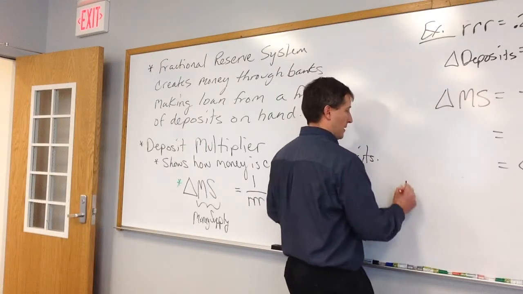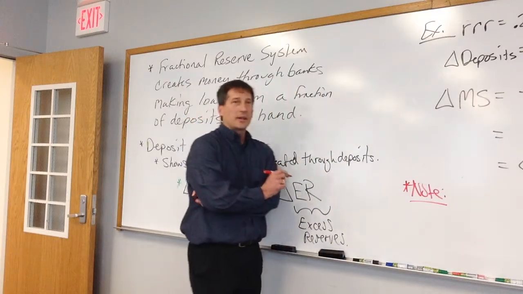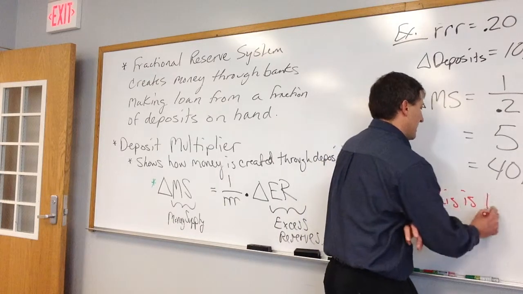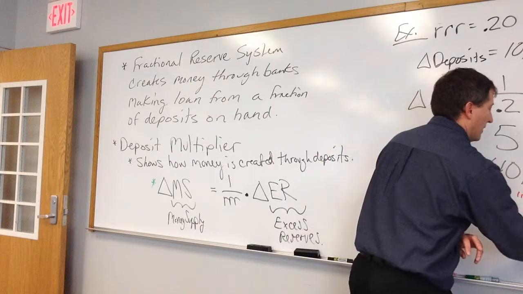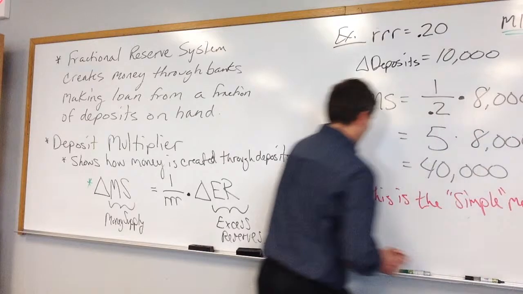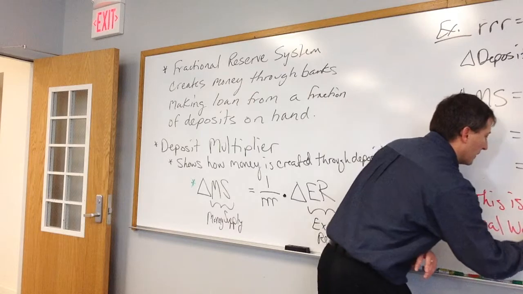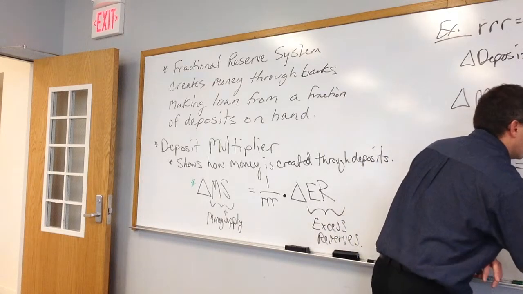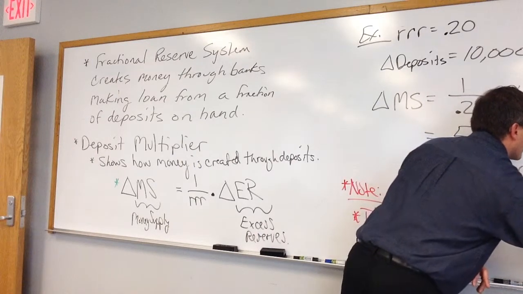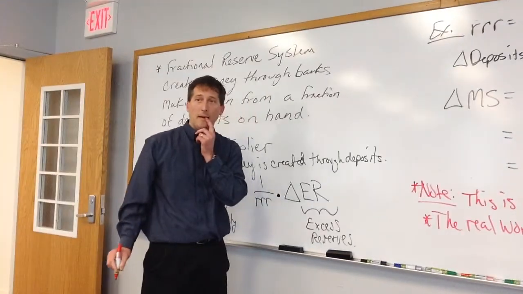I want to add a little note here. So note, this is known as the simple multiplier. The real world multiplier is more complex, because all available funds aren't necessarily loaned out.